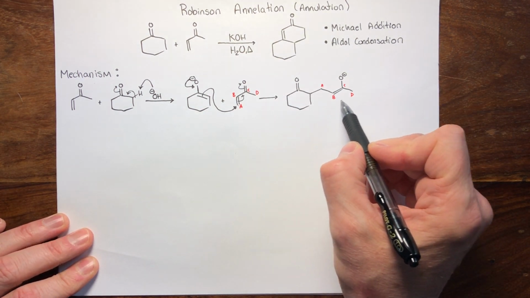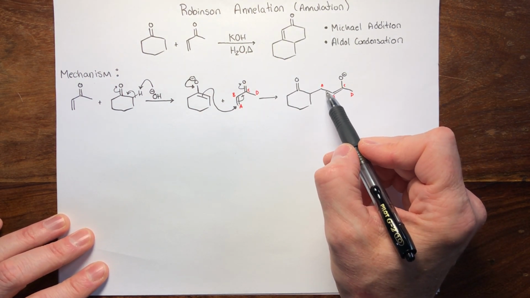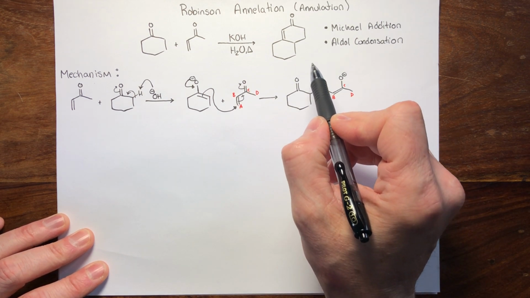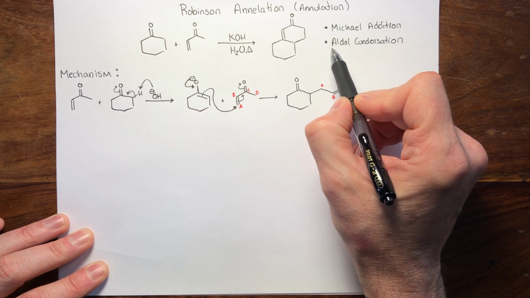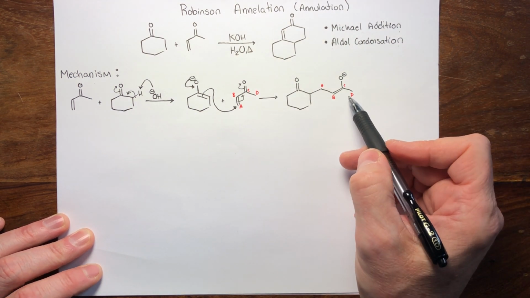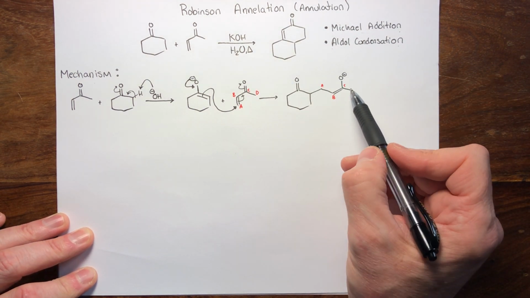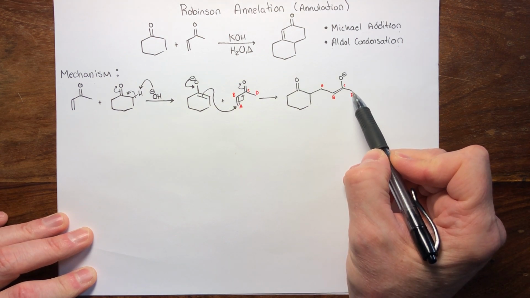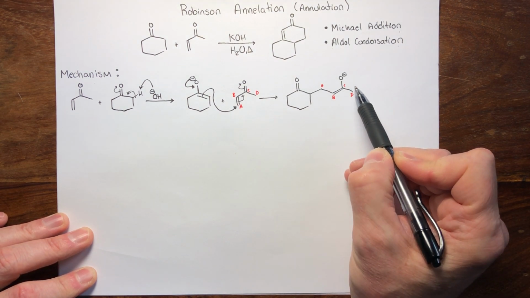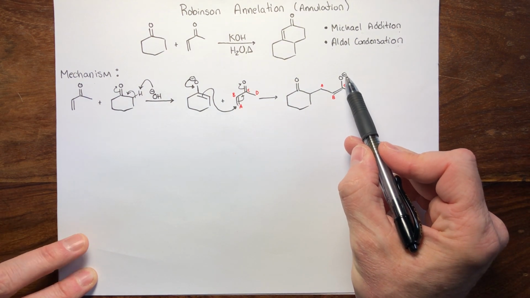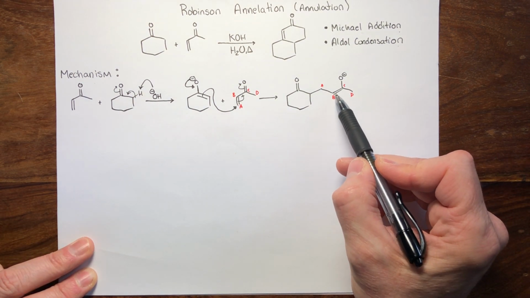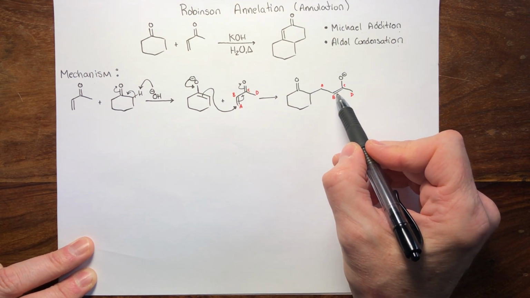Now, if you look at this, hopefully you can start seeing how we're going to get from here to there, realizing that we've already done a Michael addition, and now we have to do an aldol condensation. If you're keeping track of the atoms, hopefully you can see that we need to connect atom D to the carbonyl carbon.